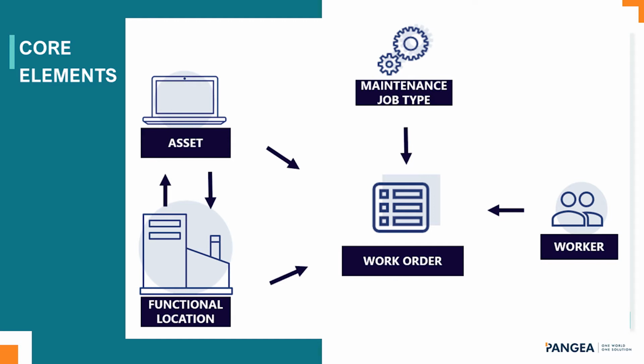First of all, there is the asset, that is the one that will be receiving the maintenance. Next is the functional location, that is the physical place where the asset is located. Then is the maintenance job type, that describes at a general level the process that the asset will be receiving, for example, a calibration, a lubrication, a greasing, or a simple inspection. Then there is the worker that will be performing the said maintenance job type.